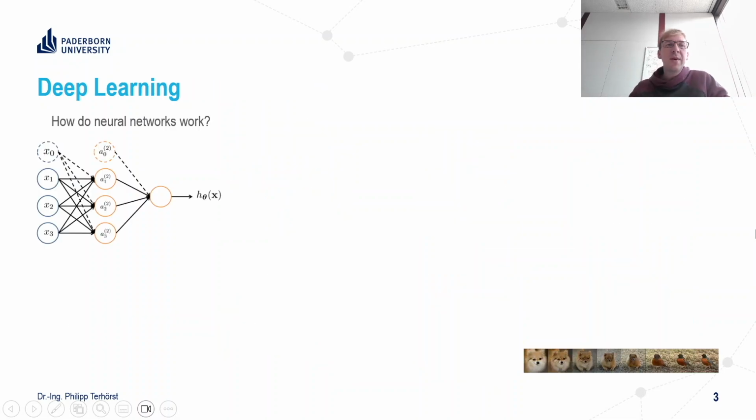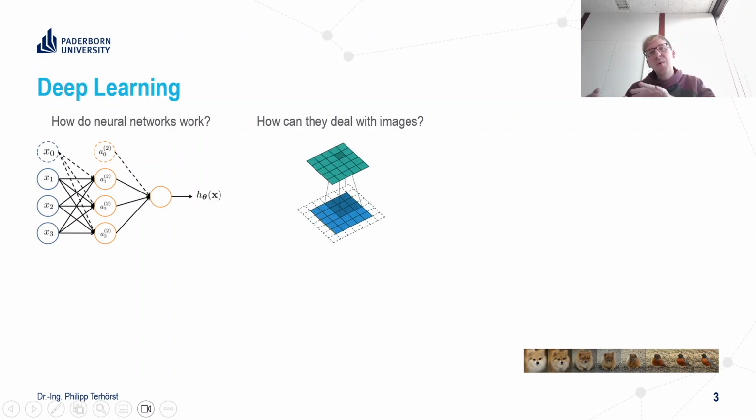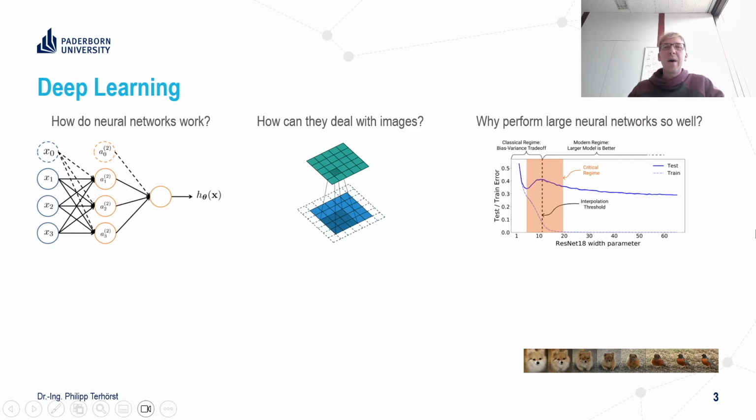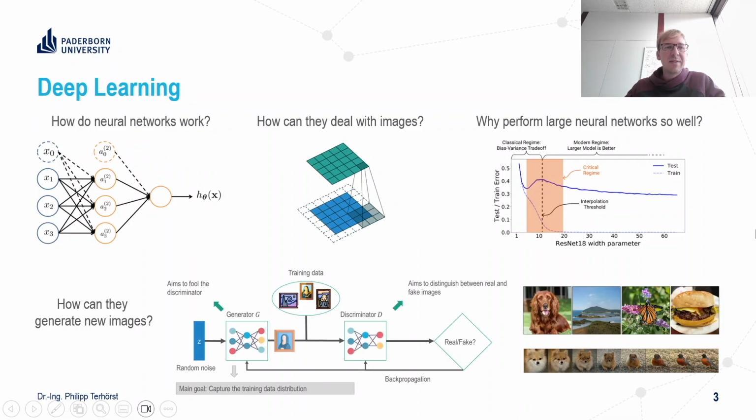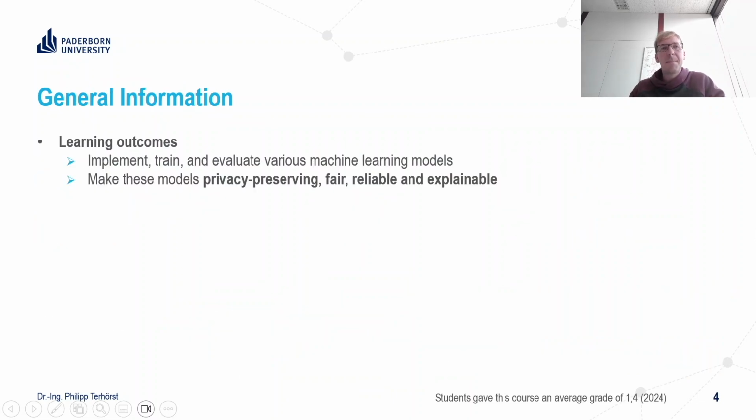Then we also move on to deep learning and talk about how neural networks work, how we can adapt these networks to deal with images, so with input data that is of very high dimensionality. And we talk about why these very large neural networks work so well despite contradicting the classical machine learning principles here. And lastly, from this part, we also talk about how we can generate new samples, in this case new images that look highly realistic, and this allows us to manipulate the semantics of the images directly.